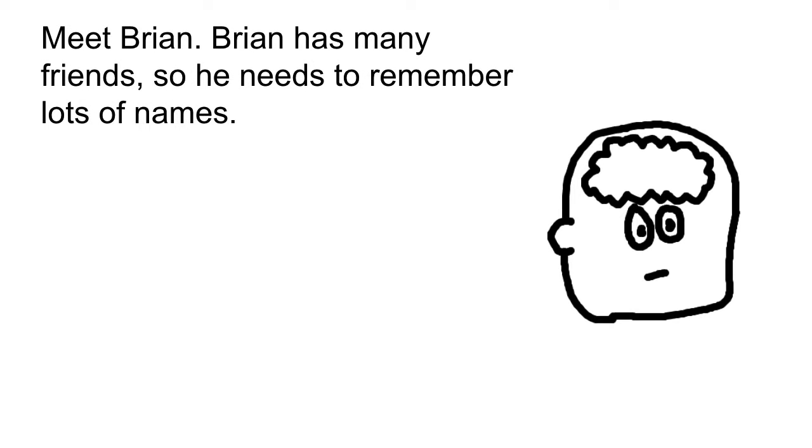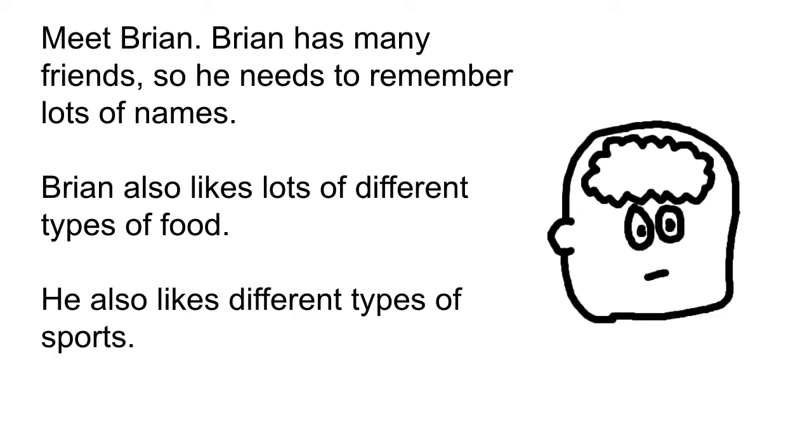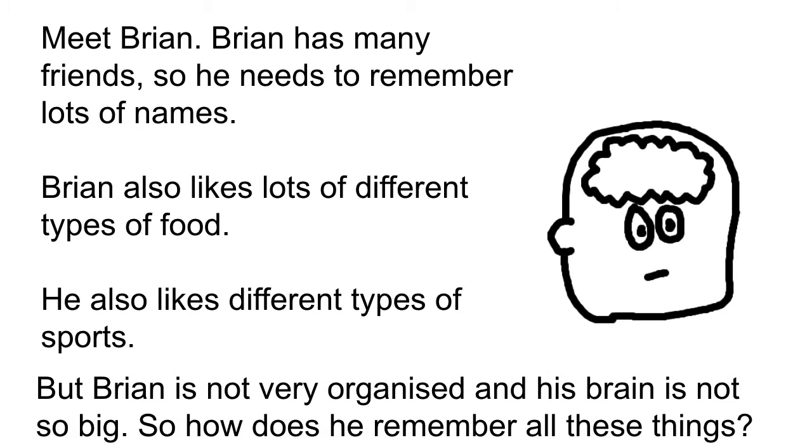Brian has many friends, so he needs to remember lots of names. He also likes different types of food, so he needs to remember this. Also different sports. But Brian is not very organized, and his brain is not so big. So how does he remember all these things?